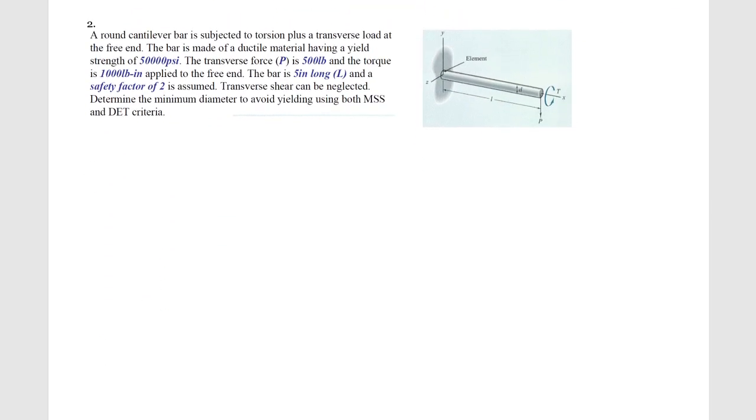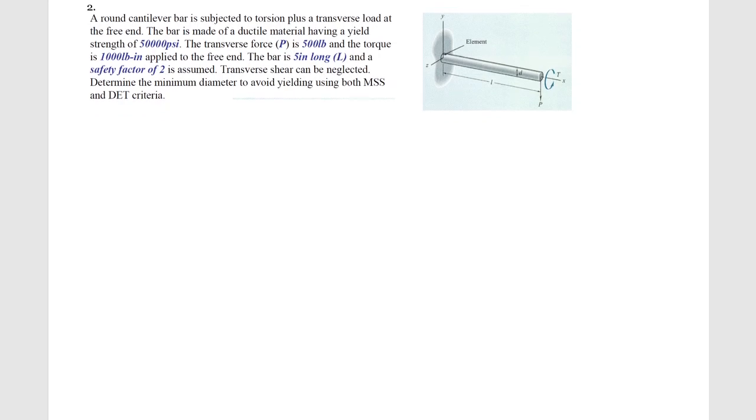Second one, a round cantilever bar is subjected to torsion plus a transverse load. So I have P and torque. The bar is made of a ductile material having a yield strength of 50,000 psi, and we have the values for P, for the torque, and the length. Transverse shear can be neglected, so we're not going to do a VQ over IT. Determine the minimum diameter to avoid yielding using both MSS and DT criteria, maximum shearing stress and distortion energy.